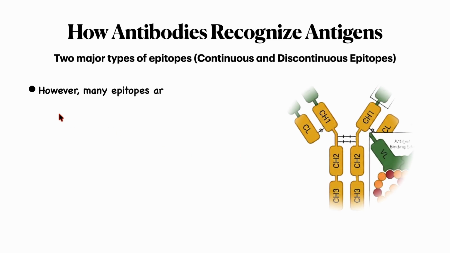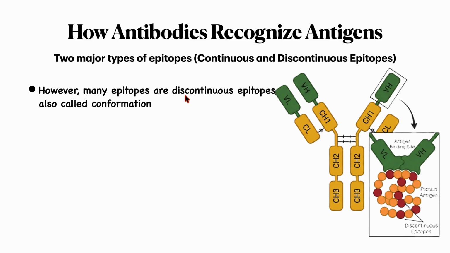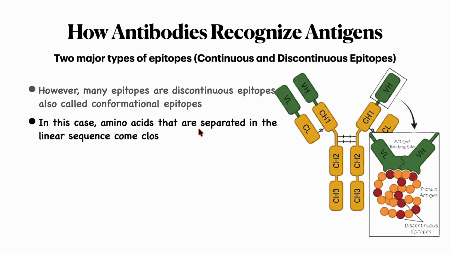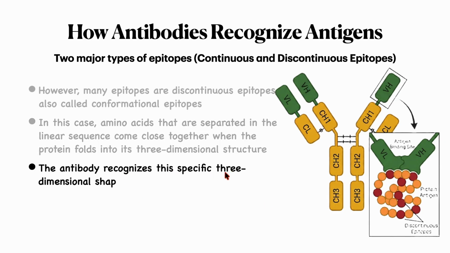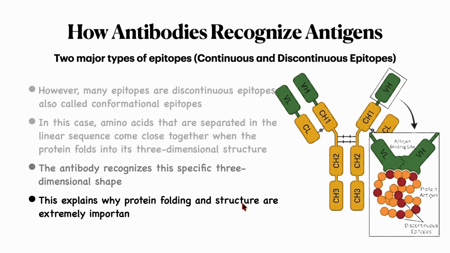However, many epitopes are discontinuous epitopes, also called conformational epitopes. In this case, amino acids that are separated in linear sequence come close together when protein folds into its three-dimensional structure. The antibody recognizes this specific three-dimensional shape. This explains why protein folding and structure are extremely important for antibody-antigen interaction.